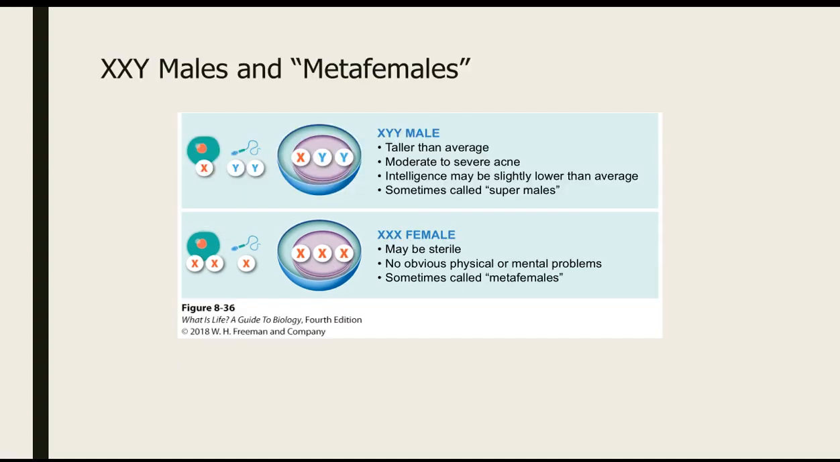The last two that I have to talk about, there's not actually much big deal about these two non-disjunctions. The first one is called the XYY male, literally having 2 Y chromosomes and an X chromosome. A little bit taller than average, a little bit more severe acne, and maybe something going on with the intelligence level, but it's really hard to say, and sometimes they're called super males. I hate that term. So we're just going to call them XYY males.